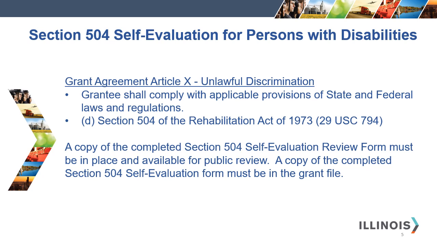This is also addressed in the Grant Agreement Article 10, Unlawful Discrimination. Grantees shall comply with applicable provisions of state and federal laws and regulations. D specifically addresses Section 504 of the Rehabilitation Act of 1973. A copy of the completed Section 504 Self-Evaluation Review Form must be in place and available for public review. A copy must also be in the grant file.